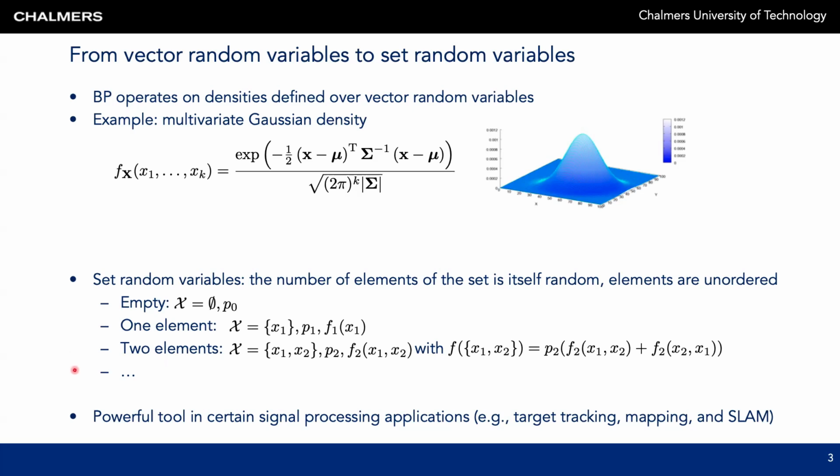For example, in SLAM or target tracking scenarios, we may not know the exact number of targets, and the objects we are tracking may not be ordered. This randomness makes set random variables a powerful tool in some signal processing applications.